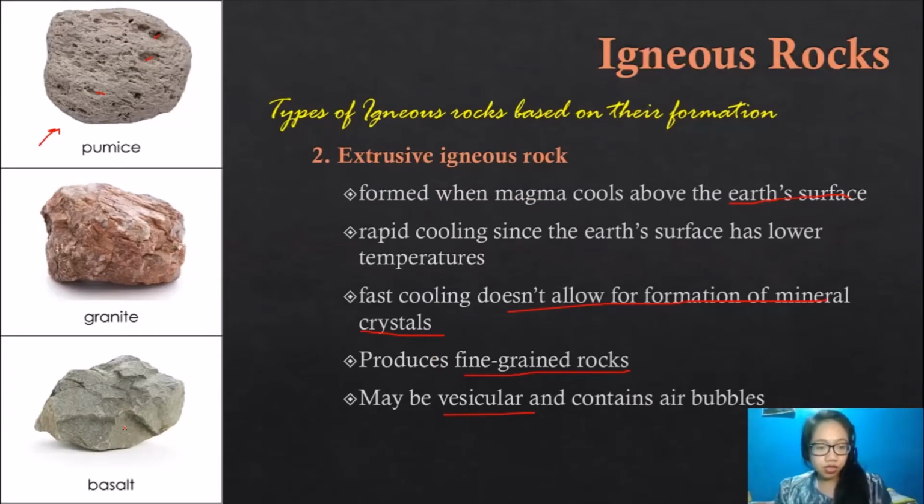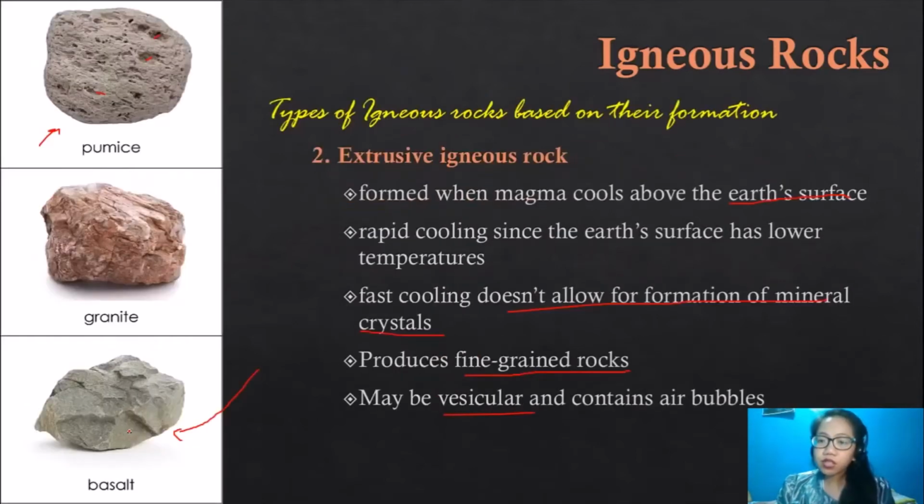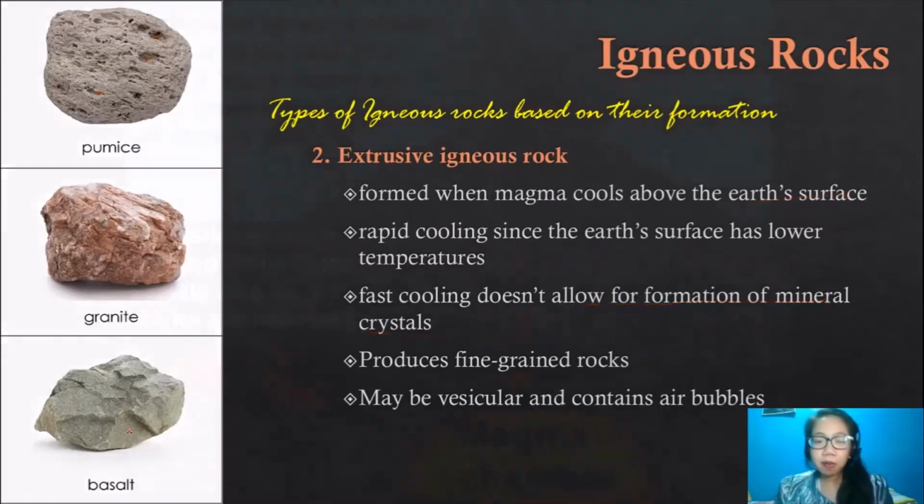But vesicular types of rocks are most common in extrusive igneous, since they cool down on the surface itself. Being fine-grained, a good example is basalt. You can't see the particles that make up basalt if you look closer. Okay, so again, intrusive igneous: inside the earth, slow cooling, formation of crystals, coarse-grained. Then for extrusive, it cools on the Earth's surface, rapid cooling, no crystals, fine-grained, and usually contains air bubbles.